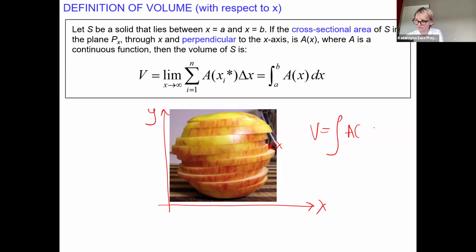We have to integrate the cross-sectional area. If we take one slice, what do you think we can say? What is the shape of the cross-sectional area? I think it is actually a circle. We can say it's a circle. That's really good. Let's say pi r squared.